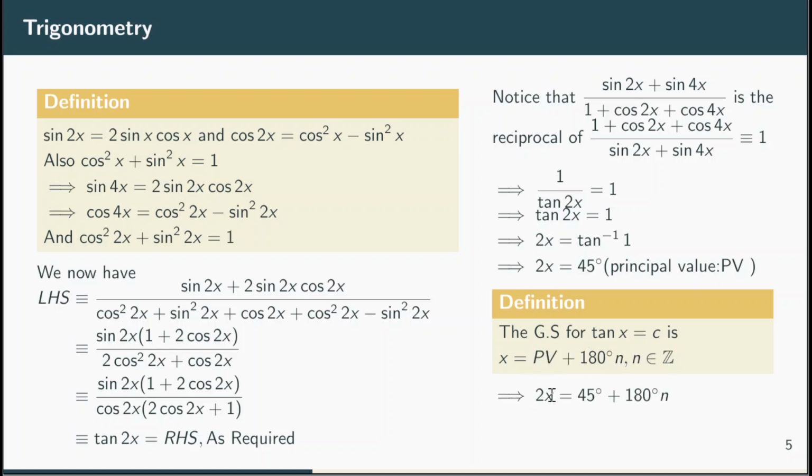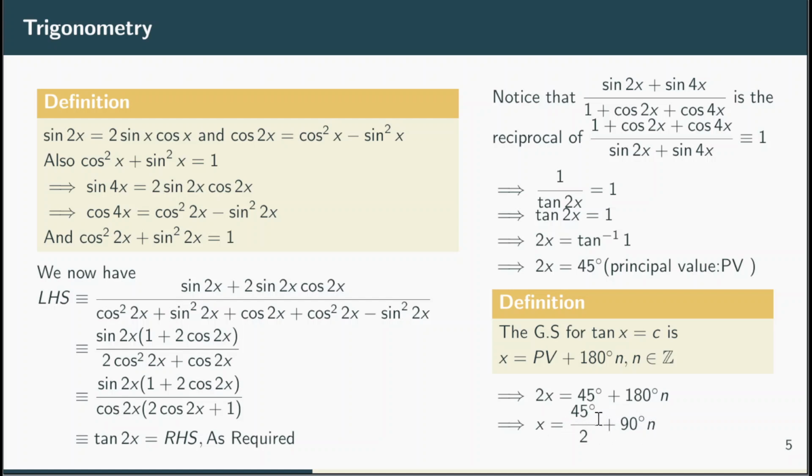So 2x will be equal to the principal value, which is 45 degrees plus 180 degrees n. Then I can divide both sides by 2. Dividing both sides by 2, I obtain x equals 45 degrees divided by 2 plus 180 degrees n divided by 2, which simplifies to 90 degrees n. So we have come to the end of the first part of the question.